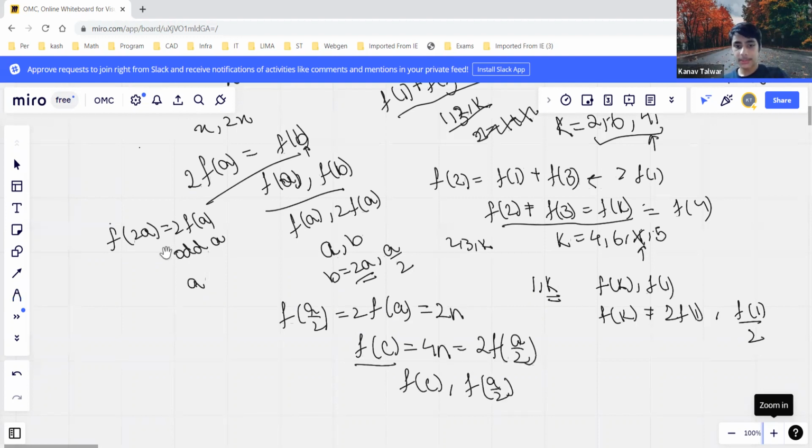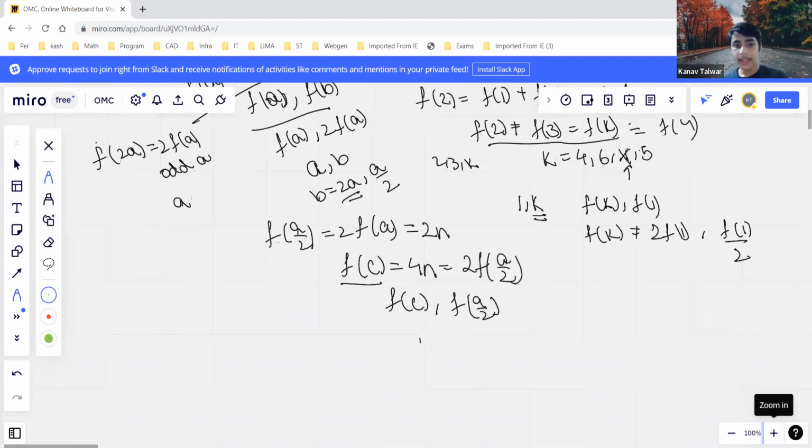Thus its original set also must not be sum free. That is, {c, a/2} must also not be sum free. But this means that c is either twice a/2, which is a, or c is a/2 divided by 2, which is a/4. Can c be a? Yes, why not?